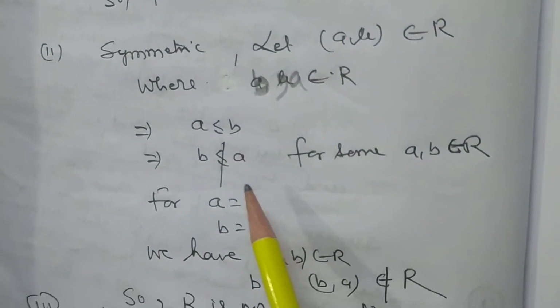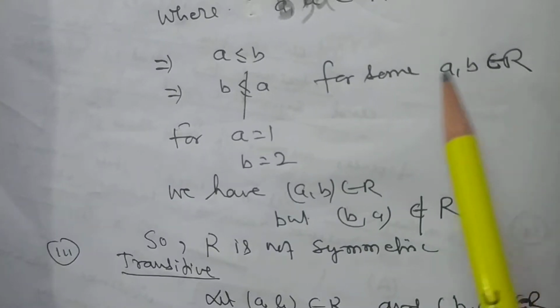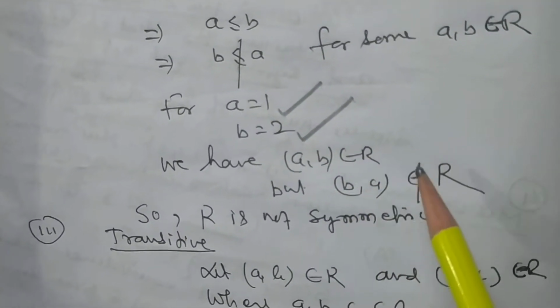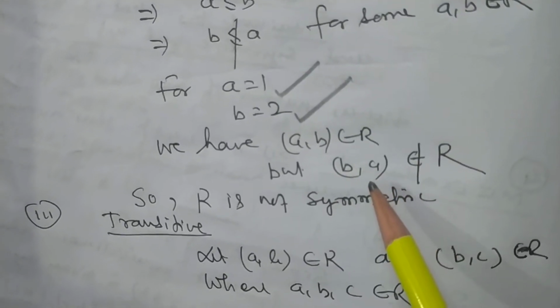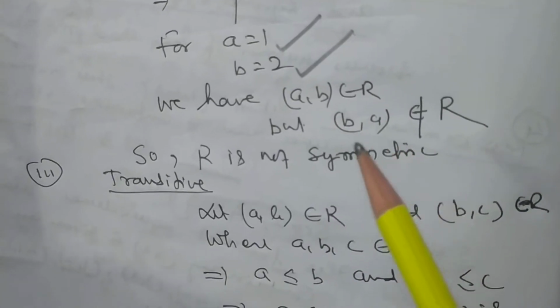A is less than or equal to B, but B is not less than or equal to A, for some (A, B) belonging to R. Take A equal to 1, B equal to 2. We have (A, B) belongs to R, so we have (1, 2) belongs to R but (2, 1) does not belong to R. So R is not symmetric.